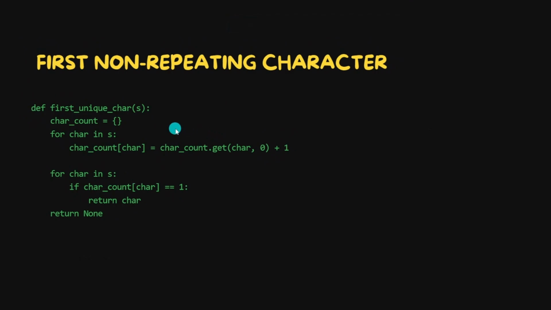Then we scan the string again. We will check each character's count in the hash map. Then we will return the first unique character. The first character with a count of 1 is the answer. Then we will return None if no unique character exists. This approach is both intuitive and efficient.